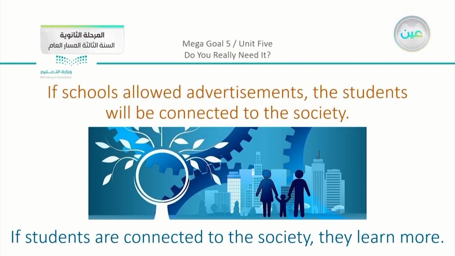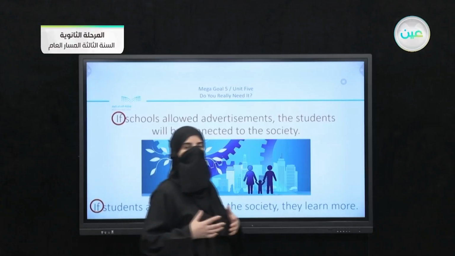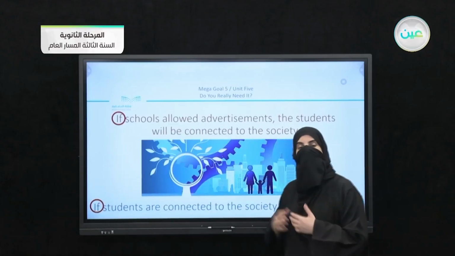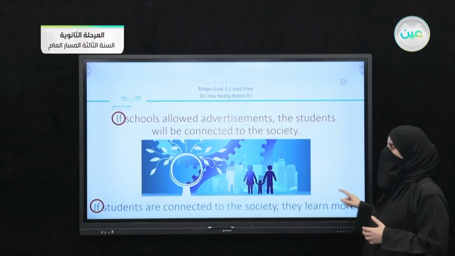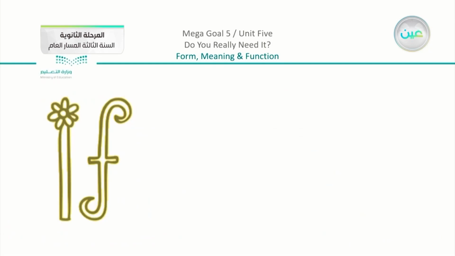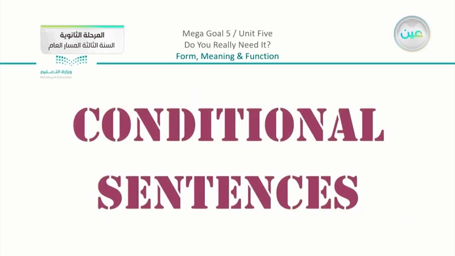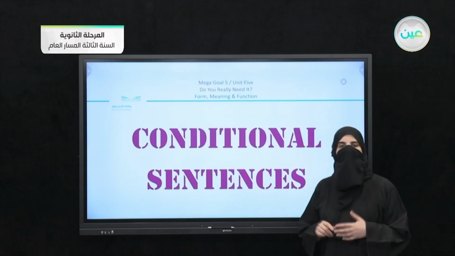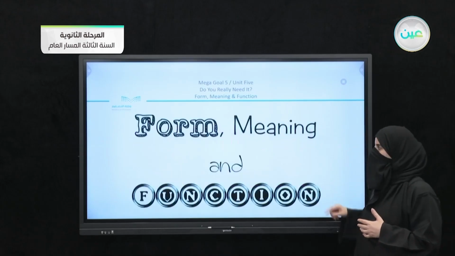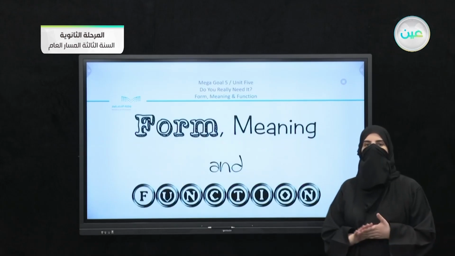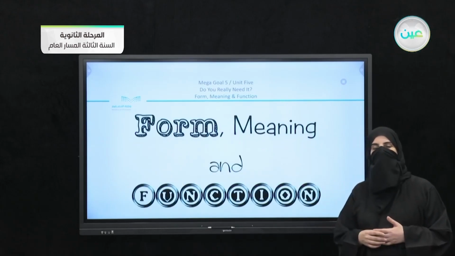If students are connected to the society, they will learn more. Now, you can see in both sentences that we have here, we have the word if. Now, we do have the word if to show us either the cause or the result. So we are going to connect, and we do know that if in general, it is used for conditional sentences. So this is going to be our lesson for the day. We are going to start with our lesson, which is the form, meaning, and function lesson that we have here.